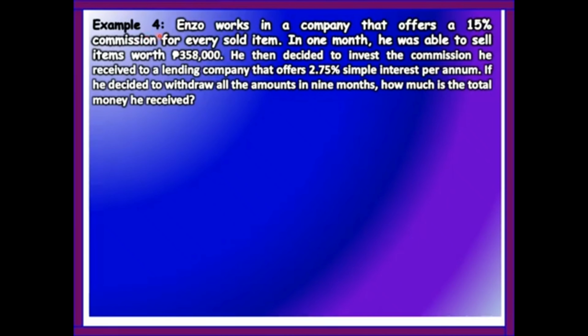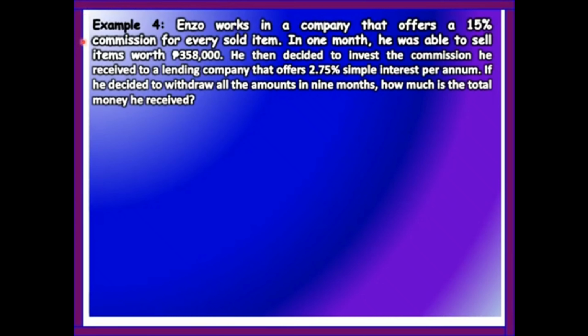So example number 4. Enzo works in a company that offers a 15% commission for every sold item. In 1 month, he was able to sell items worth 358,000 pesos. He then decided to invest the commission he received to a lending company that offers 2.75% simple interest per annum. If he decided to withdraw all the amounts in 9 months, how much is the total money he received?